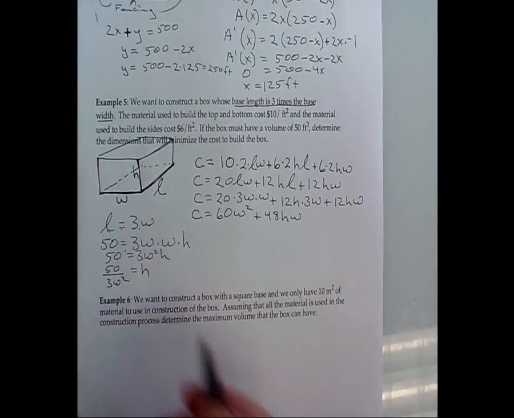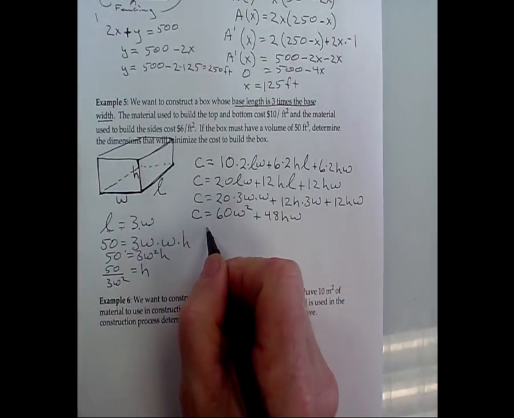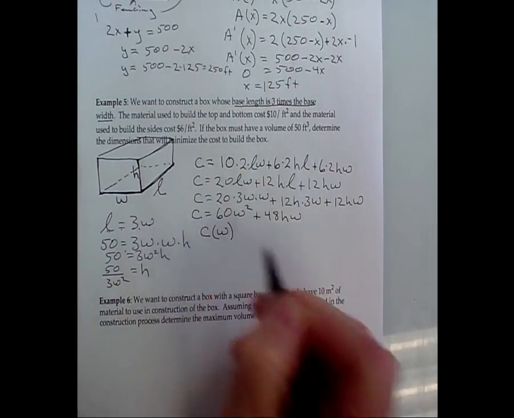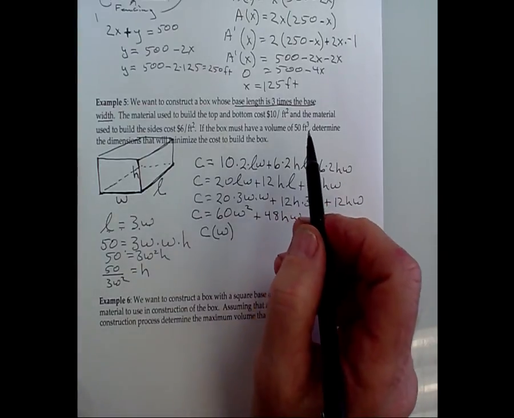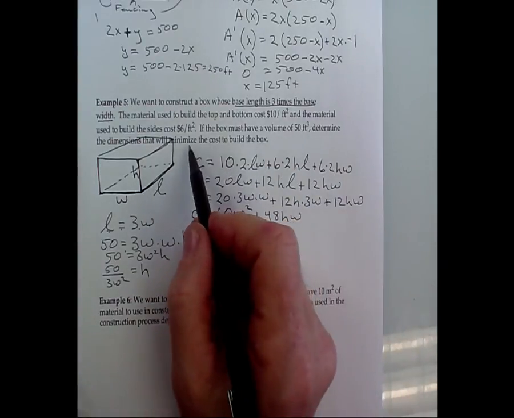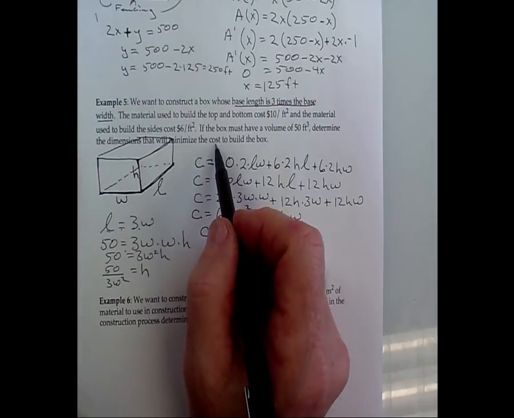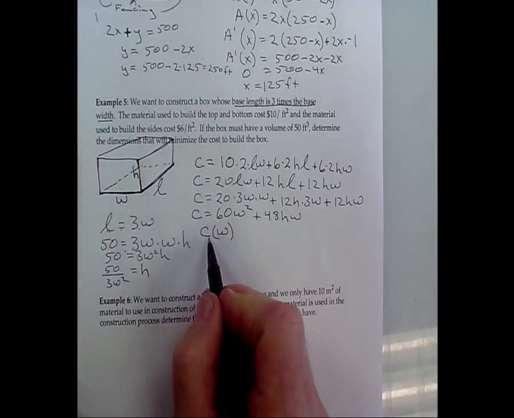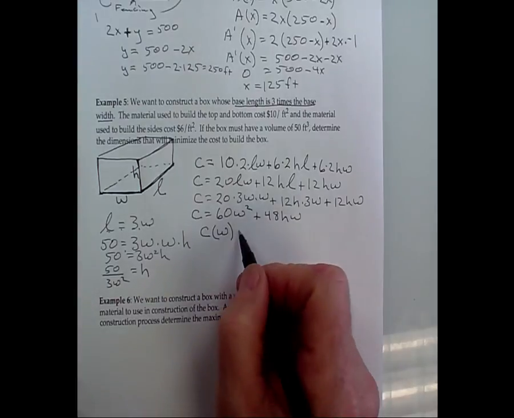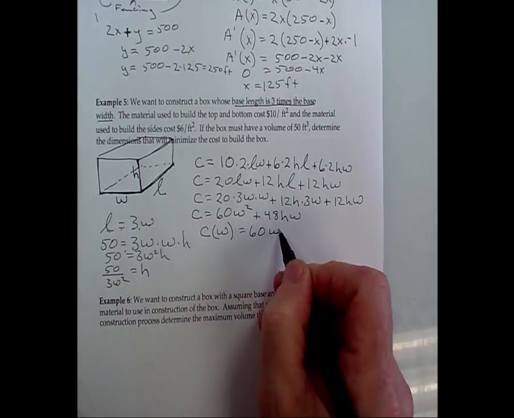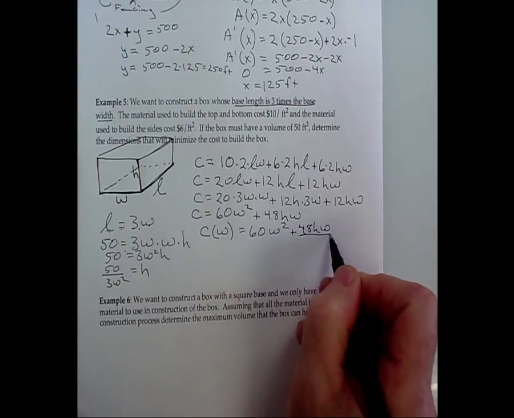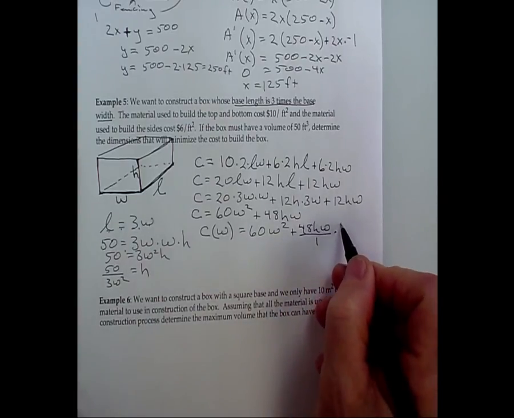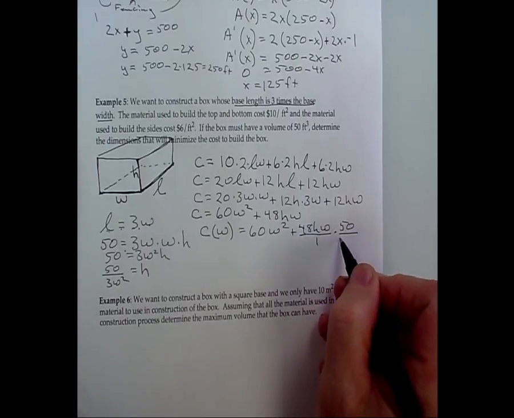So now I got C of W. Would you agree? I have created a function that I can input a W and know the cost. C stands for cost based on width. It equals 60W squared plus 48HW over 1. I'm putting it over 1 because this thing is a fraction, 3W squared.